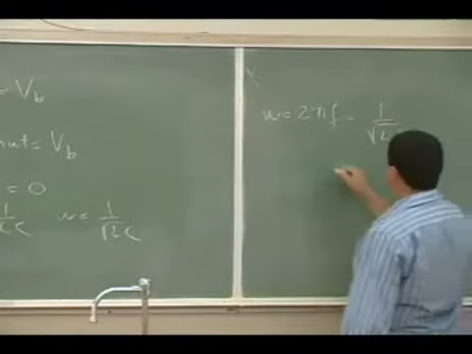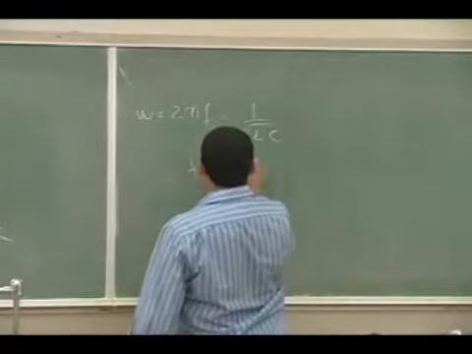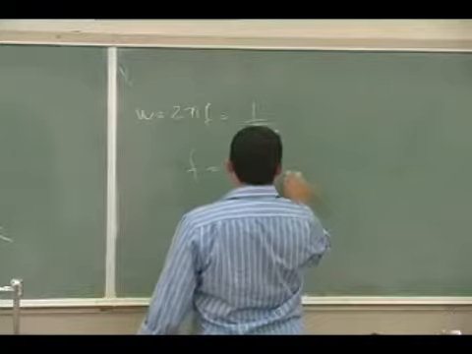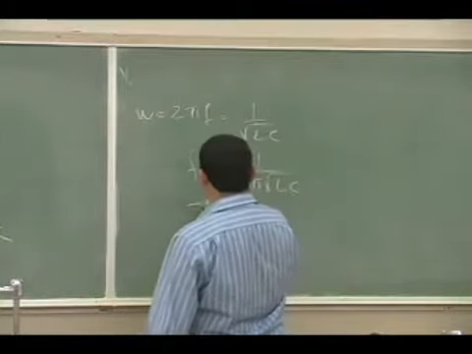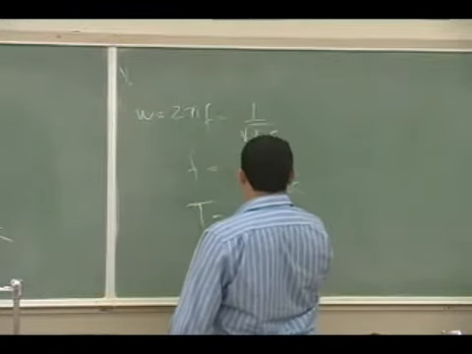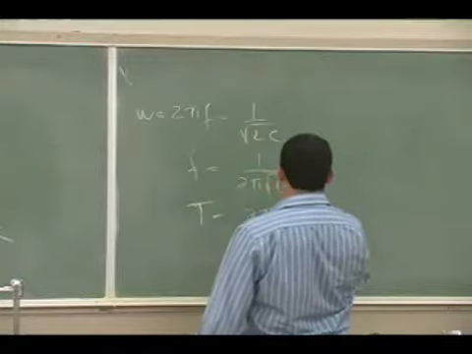the angular frequency, the regular frequency is 1 over 2 pi square root of LC, and then the period is equal to 2 pi square root of LC.